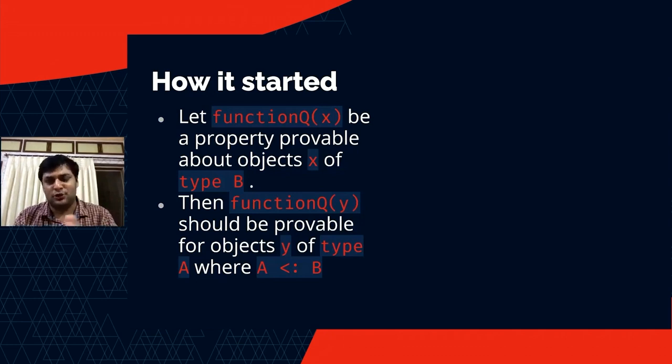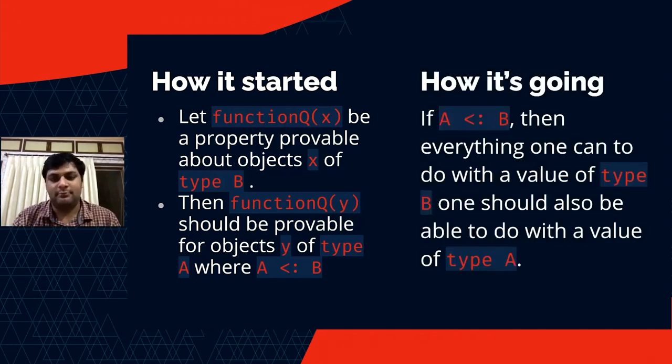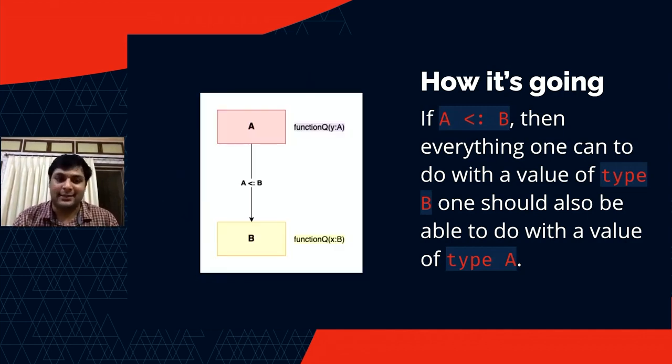And this is a much toned down version of that particular definition. If there is a subtyping relation, A is less than B, then every operation that we can perform with type B, we should be able to perform with type A. So let's look at it diagrammatically and understand it.